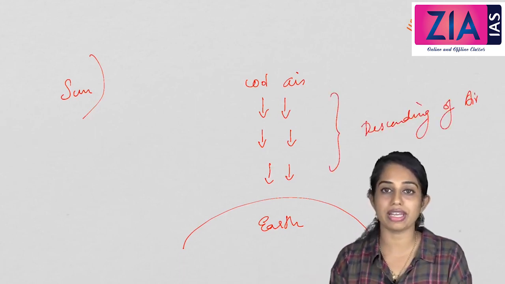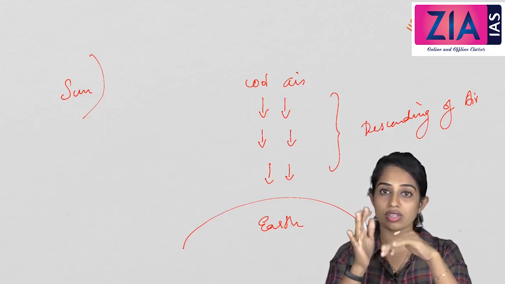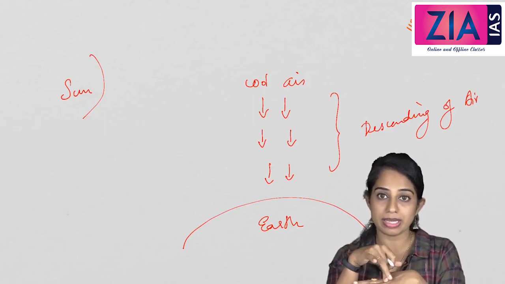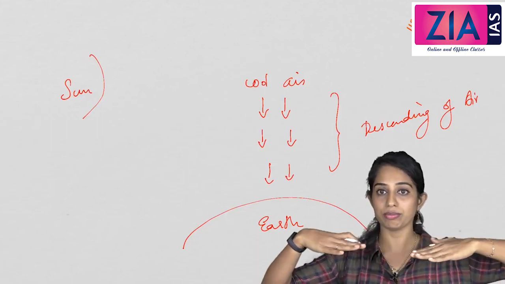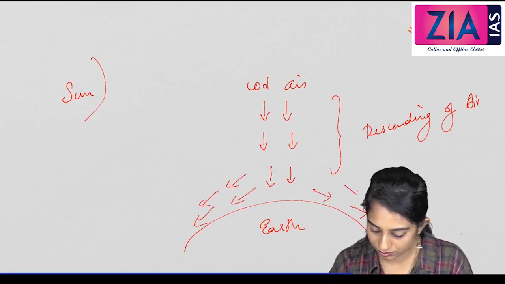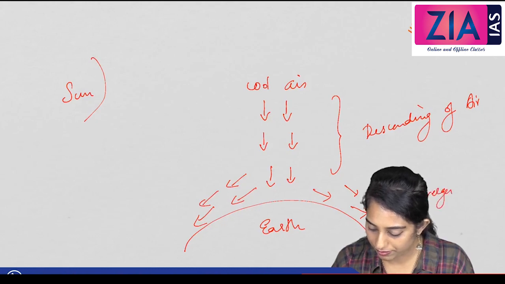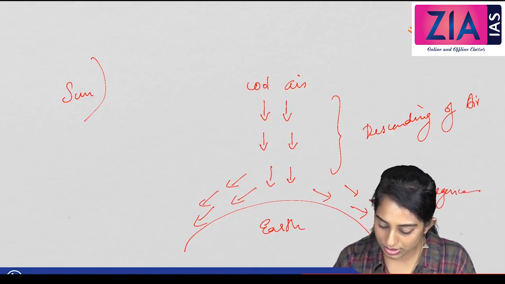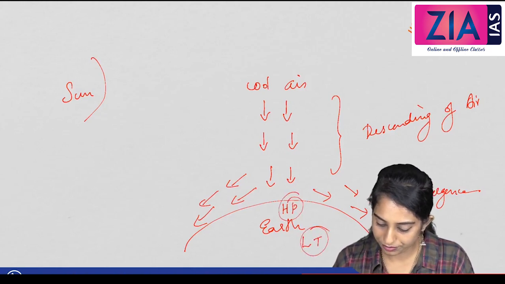Descending of air happens, and as soon as the air touches the earth's surface, we know the surface is opaque. Can it go deep inside the earth? No. So what will it do? It will diverge. It will move like this. And this process is called divergence. So this becomes a high pressure area, with low temperature.